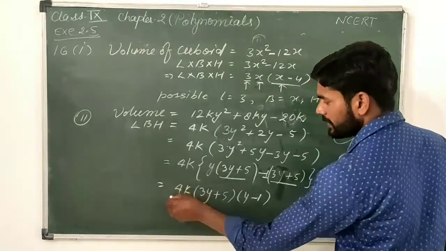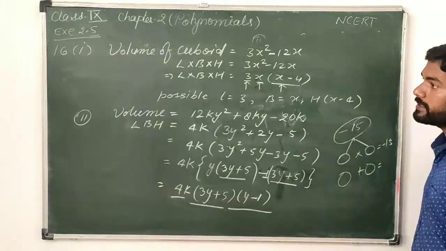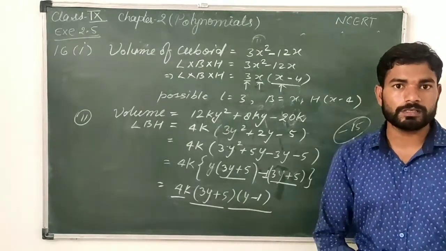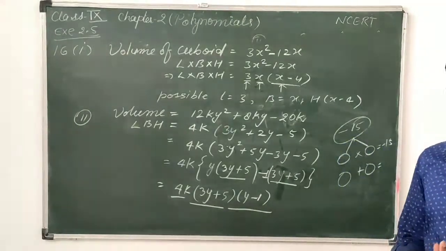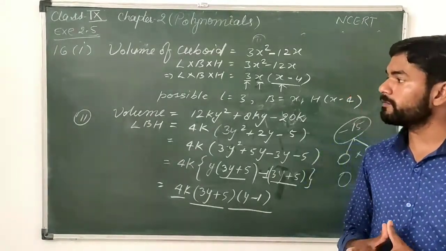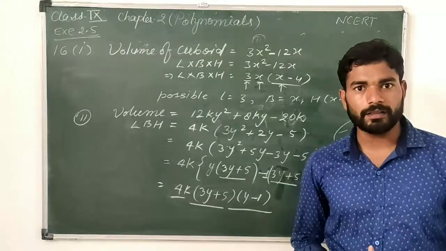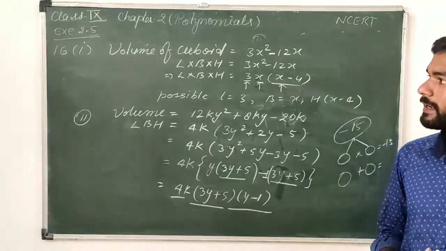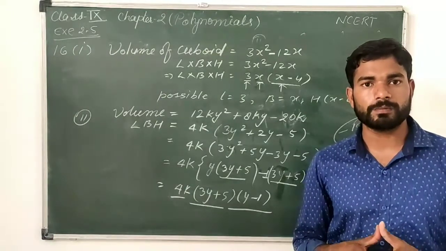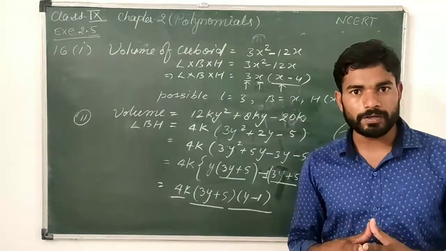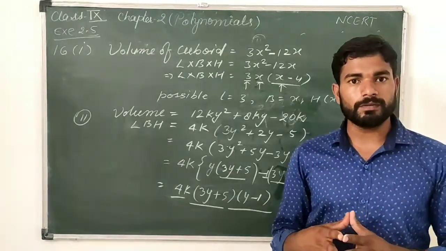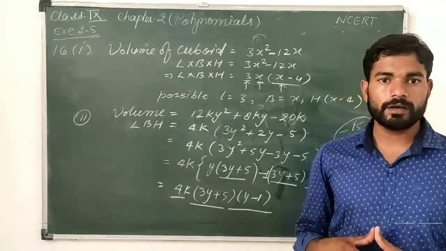So the possible length is this, breadth is this, and height is this. Okay, students, I hope that you understood all the questions of this exercise. There are total 16 questions in this exercise, and we have finally solved all the questions. If you feel any kind of doubt, please comment in the comment box and practice all these questions of chapter number 2. It is a very important topic and the basic concept of our algebraic parts. Okay, thank you.